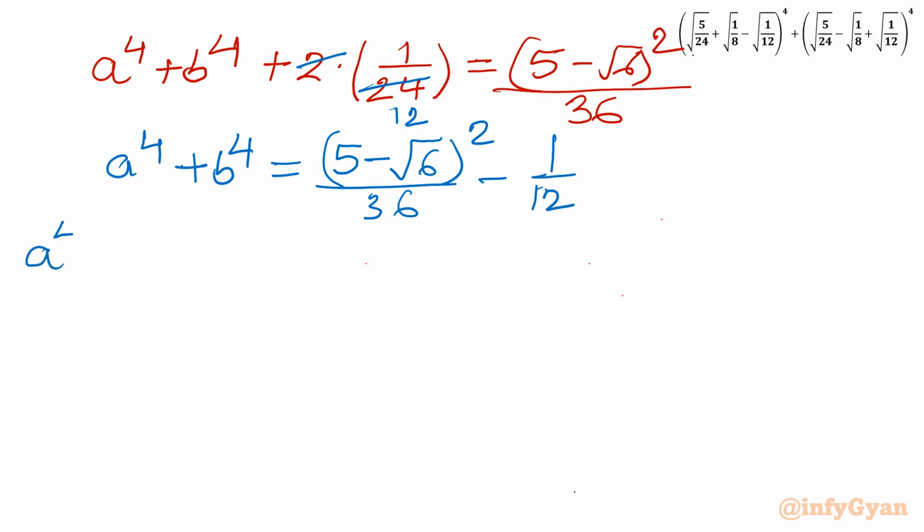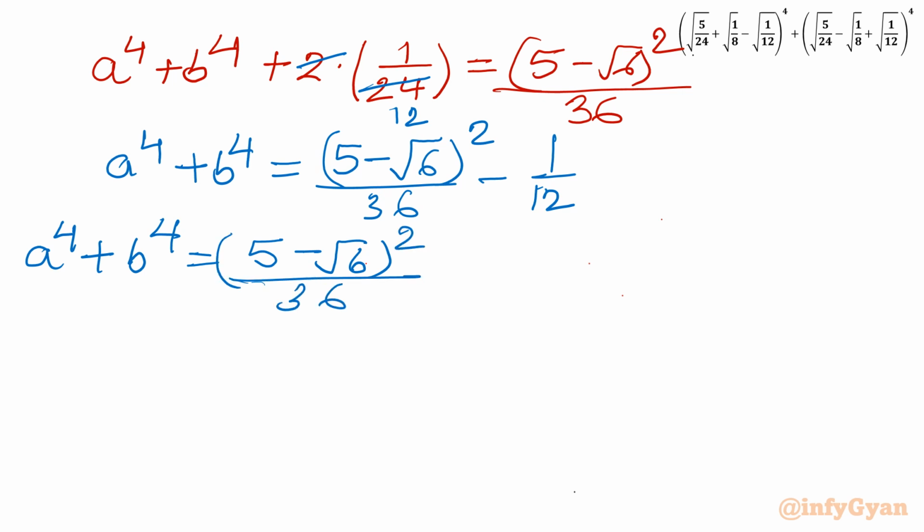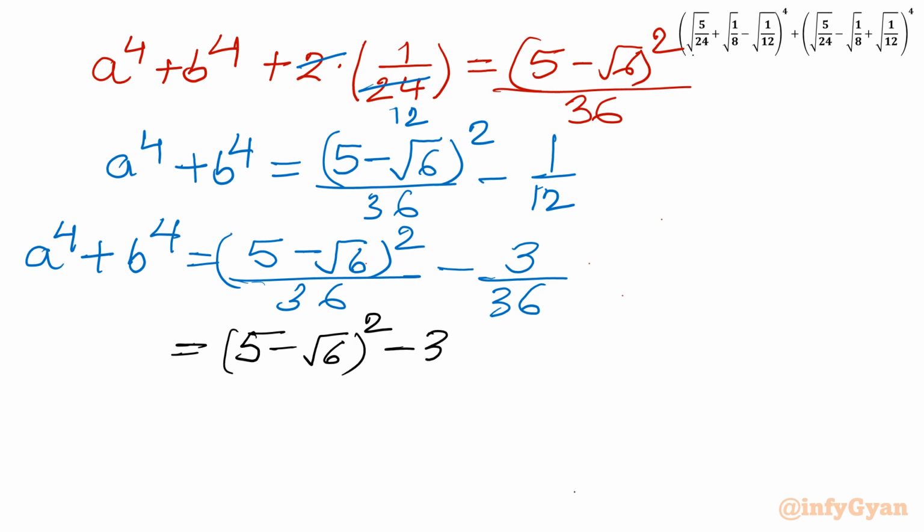Now I can write a power 4 plus b power 4. This value will be equal to 5 minus root 6 whole square. Denominator is 36, so let us write this denominator also 36. So I need to write here 3. 3 over 36 is 1 by 12. Now I can write 5 minus root 6 whole square minus 3 and denominator is 36. This is our required expression.